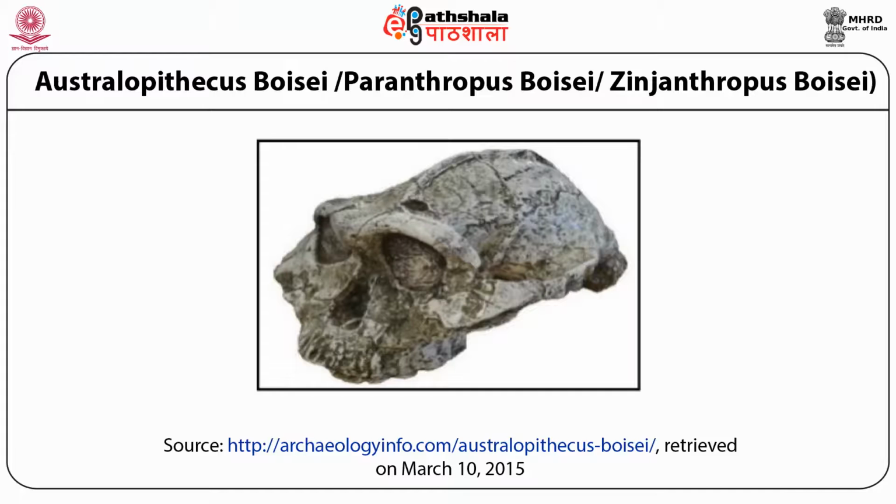It was similar to robustus, but the face and cheek teeth were even more massive, some molars being up to 2 cm across. The brain size is very similar to robustus, about 530 cc. Some scholars are of the opinion that boisei and robustus are variants of the same species.